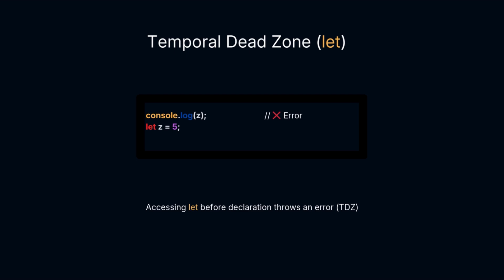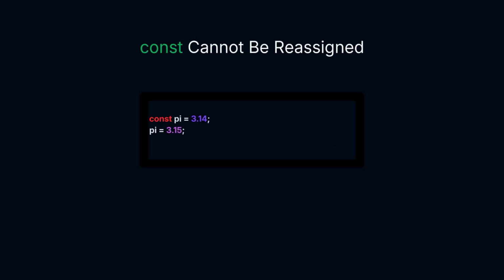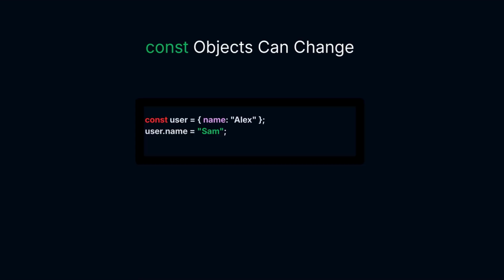Now we come back to the third topic, which is const, and this is the preferred choice by default. So here we have a variable pi with value 3.14 declared with const, and then we try to reassign it with a value 3.5. What do you think would be the behavior? Yes, that would be an error. And the reason is const means the variable cannot be reassigned. But there is a very common confusion here. If you declare a variable with const, it does not allow you to reassign. But what about objects and arrays?